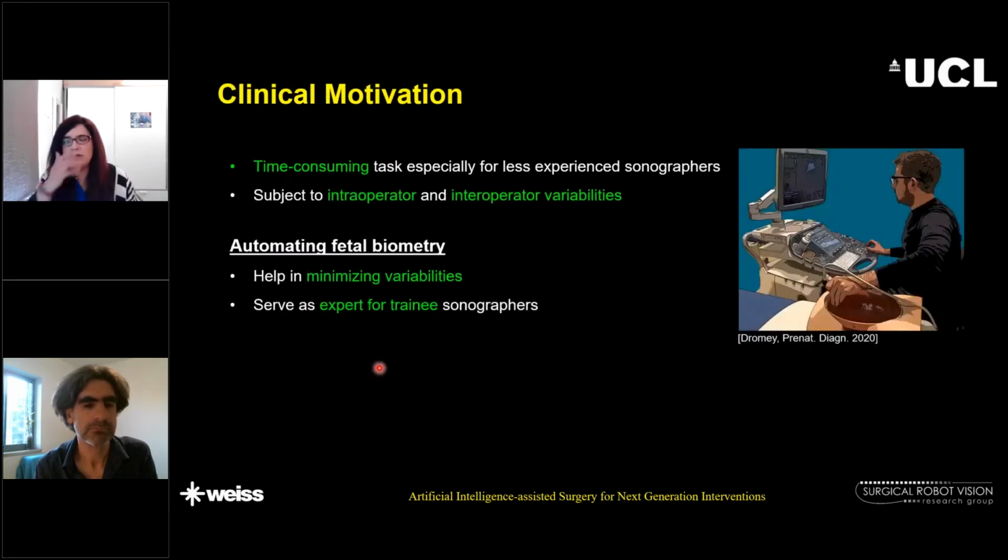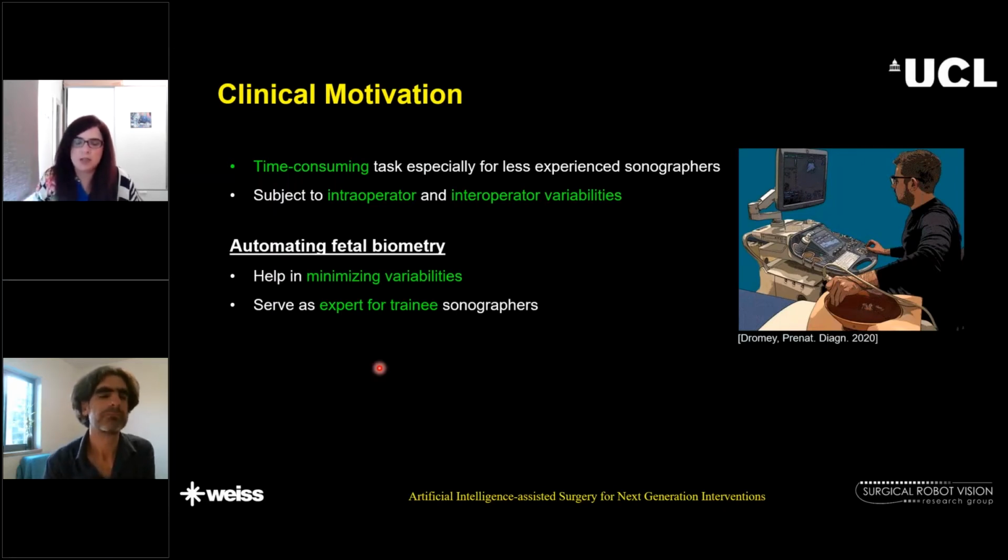This particular procedure for fetal biometry estimation can be a very time-consuming task, especially in the case of a less experienced sonographer, and it's subject to intra-operator and inter-operator variabilities. Through AI, we can help in reducing these variabilities, and AI can also serve as an expert for trainee sonographers.